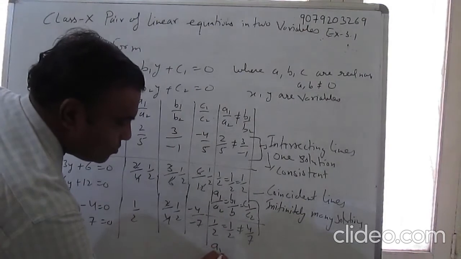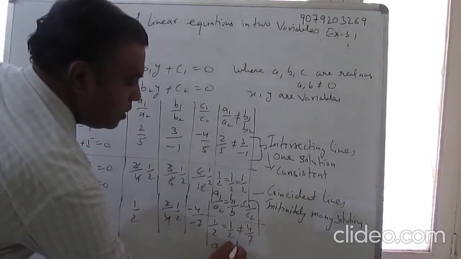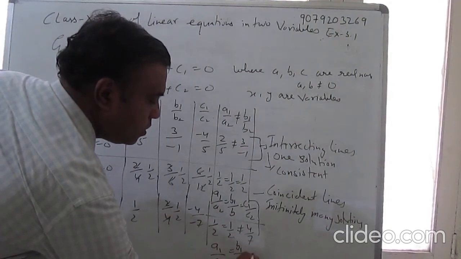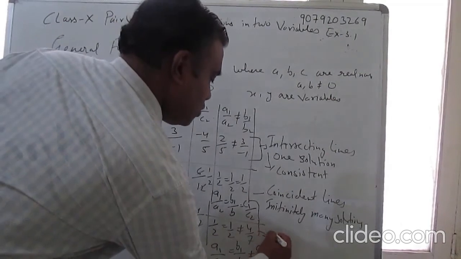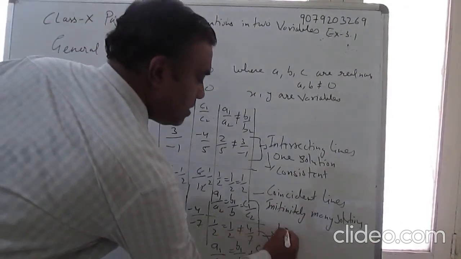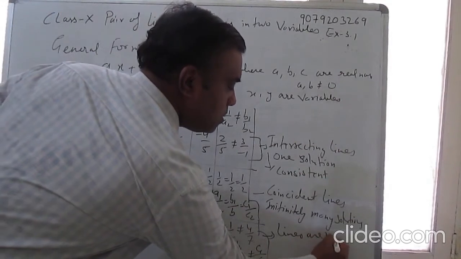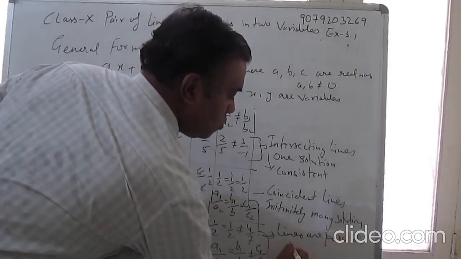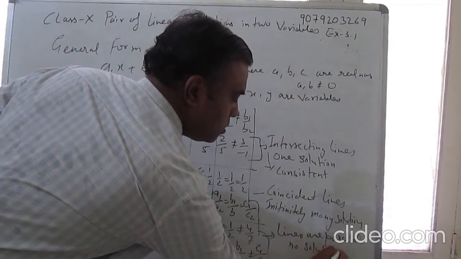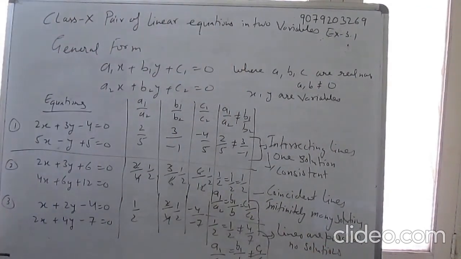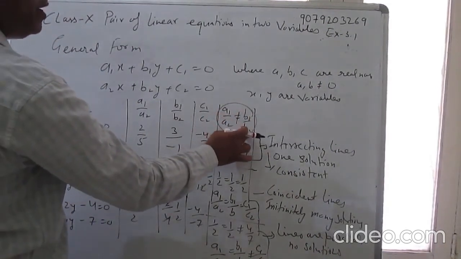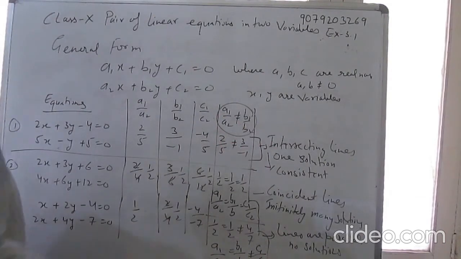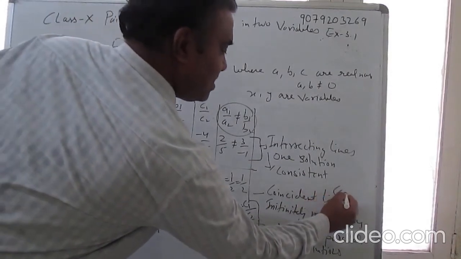So here the condition comes: a1 upon a2 equals b1 upon b2 not equals c1 upon c2. This type of situation arises, it means lines are parallel, no solutions. If a1 upon a2 not equals b1 upon b2, intersecting lines, we call these consistent lines. Coincident lines are also consistent.